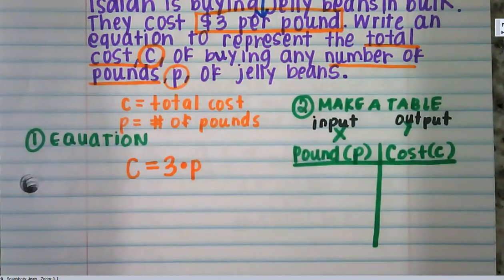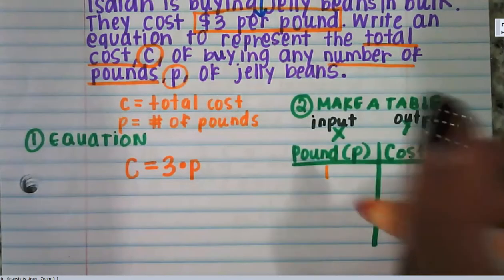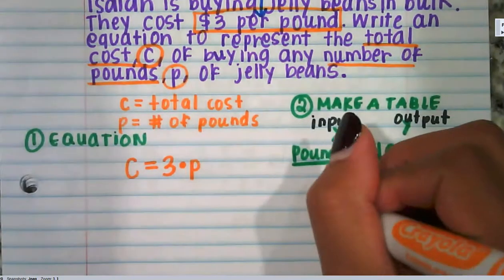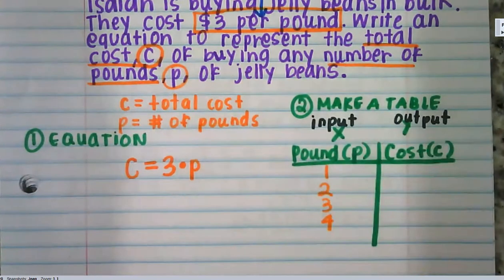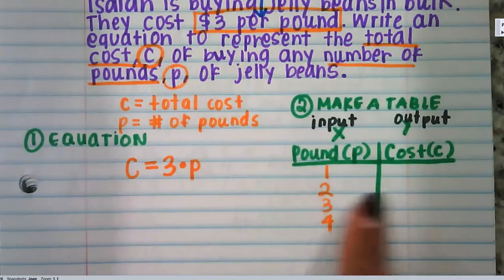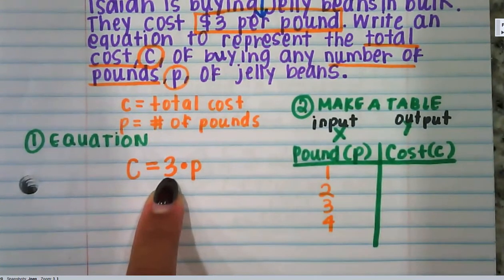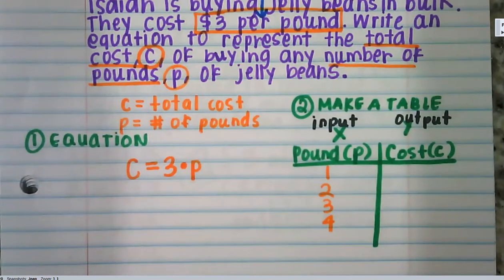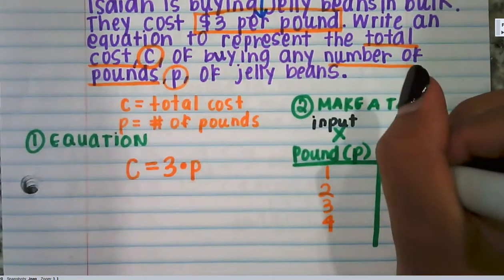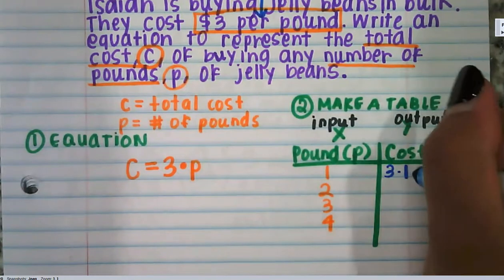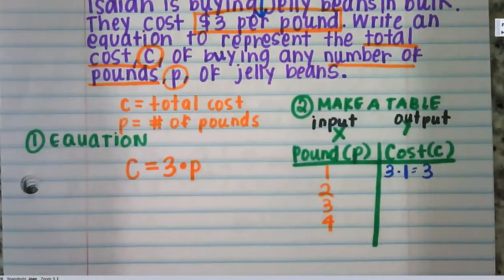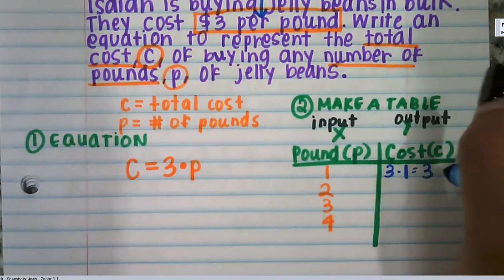So let's plug in some values. Let's imagine we have 1 pound or 2 pounds of jelly beans, 3, let's go up to 4 pounds of jelly beans, 1 to 4. And so to find the total cost, we're going to have to multiply the number of pounds times 3 because it's $3 per pound. So let's do that. 3 times 1 gives us 3. So the cost for 1 pound is $3.